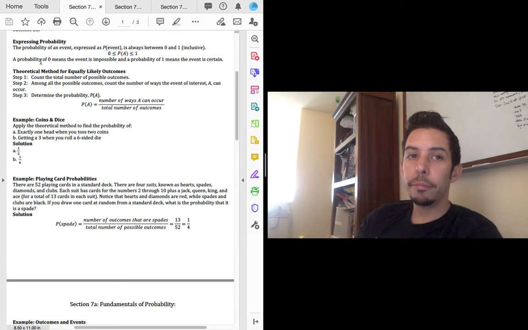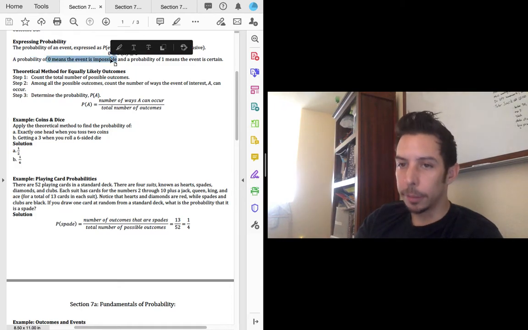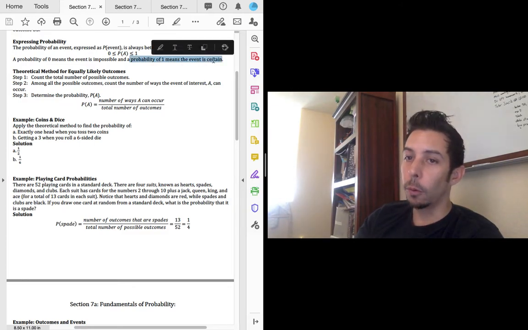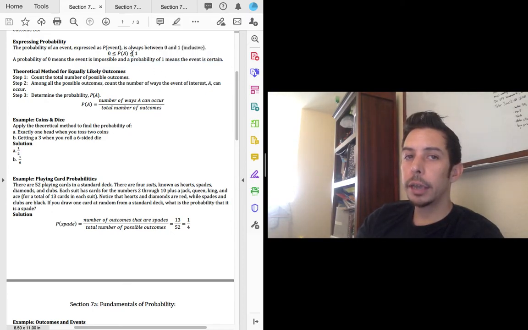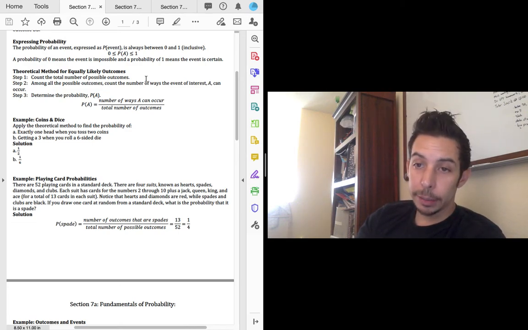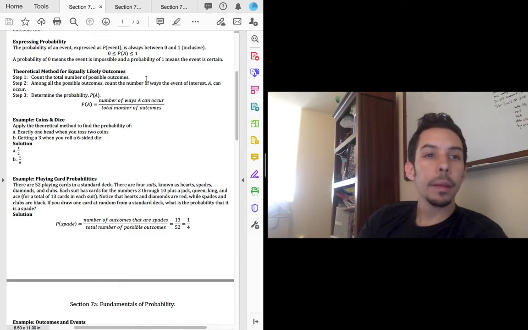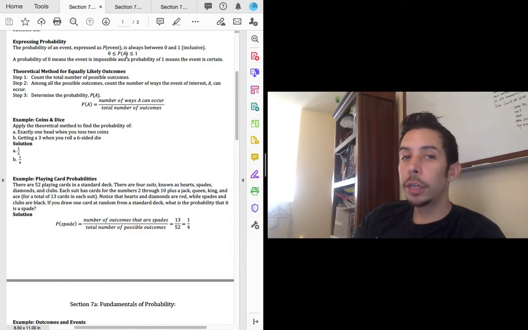A probability of 0 means that the event is impossible. There's a 0% chance of it happening. And a probability of 1 means that the event is certain, or in other words, it has a 100% chance of happening. Every other probability that we express is going to be a number between 0 and 1. If we express that probability as a decimal, we can turn that into a percentage to find out what the likelihood of that event happening is. Again, the larger that probability is, the closer that number is going to be to 1.